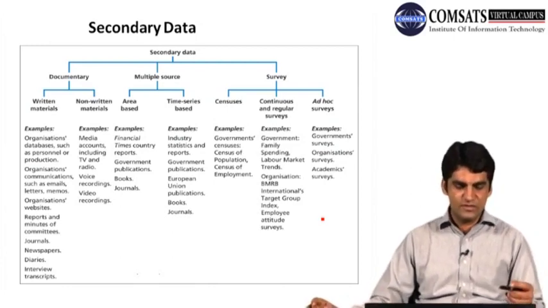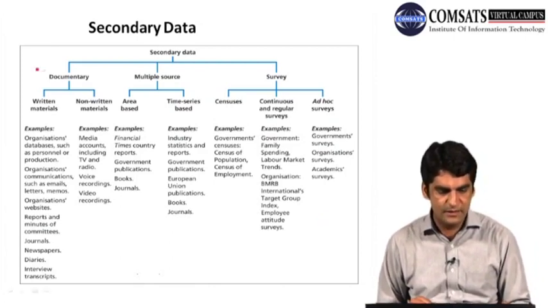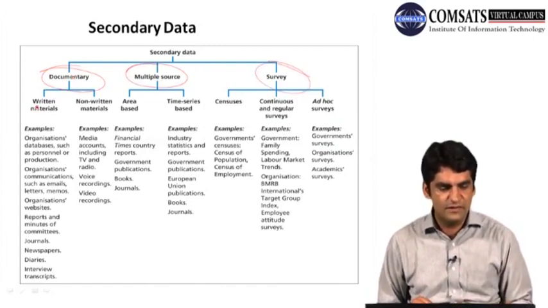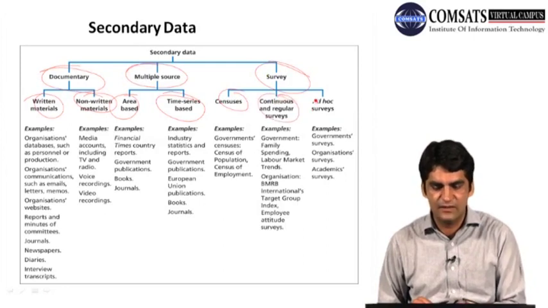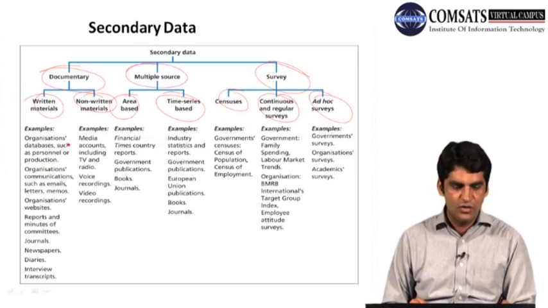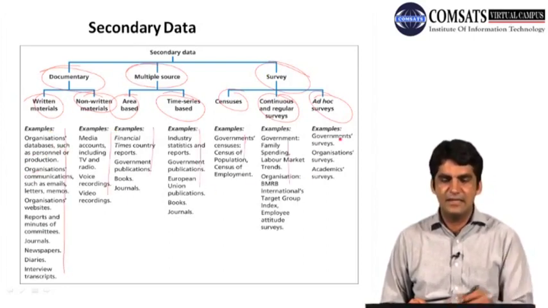We have discussed secondary data, and we know that secondary data can be documentary, multiple source, or survey. Within documentary we have written and non-written. Within multiple source we have area-based and time series. Within survey we have census, continuous and regular, and ad hoc surveys. And we have examples of each under various headings.